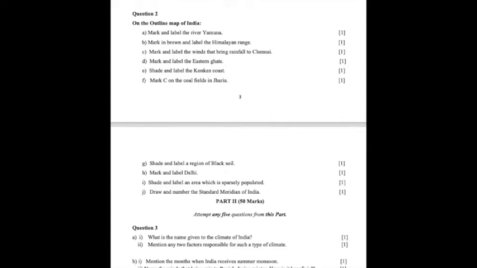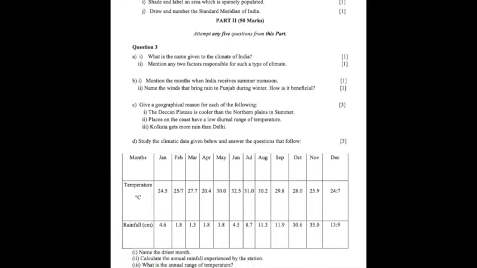Okay, then can you scroll? Question 3A, the second one, mention 2 factors responsible for such type of climate. The monsoon winds, that is the southwest monsoon and northeast monsoon winds, bring rainfall to India, and also India lies in the tropical belt. Therefore, it has a tropical type of climate. Then mention the months when India receives summer monsoon: from June to September. Name the winds that bring rain to Punjab during winter. How is it beneficial? The northeast monsoon winds bring rainfall to Punjab, and it's beneficial in growing rabi crops.